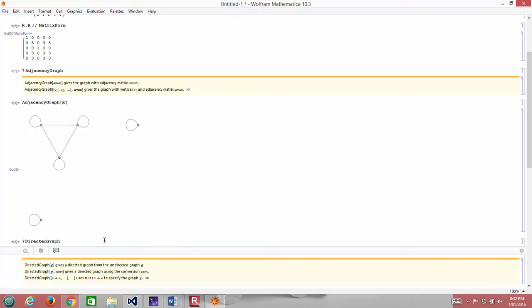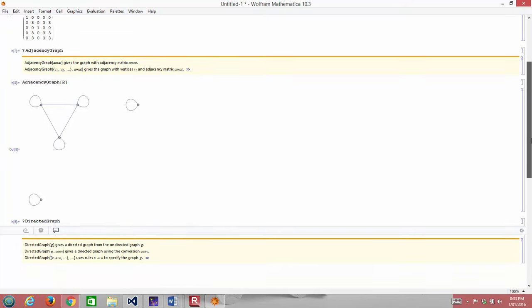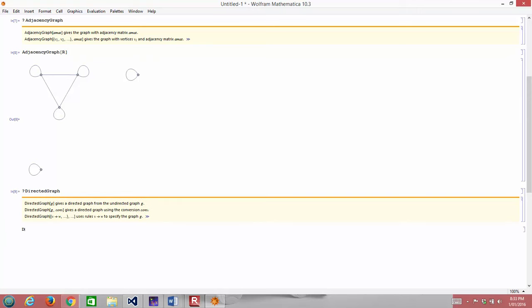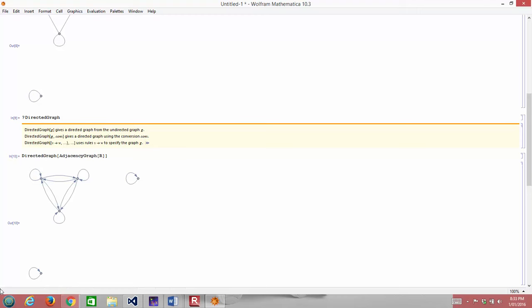So what we need to do in order to use DirectedGraph is we don't need to pass it a matrix as its input, as we did with AdjacencyGraph. We need to pass it a graph. So if we want to take our graph that we have, the adjacency graph, and turn it into a directed graph, we have to enter a sort of funny notation. We have to say, I would like the directed graph of what graph? Well, the adjacency graph for my matrix. And when I do that, now it's drawn everything in with all the directed arrows.